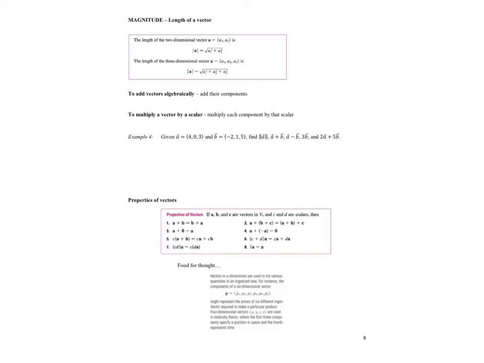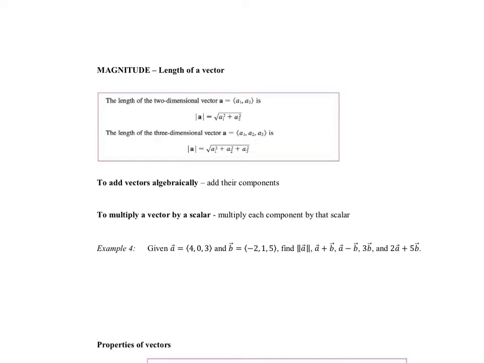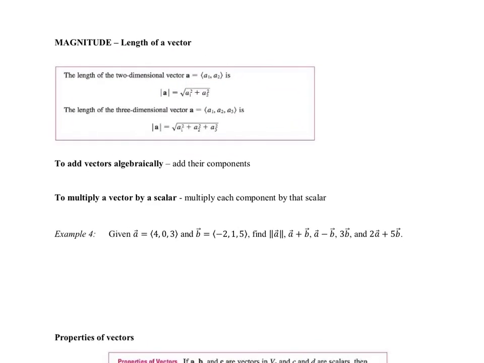Hello everyone, this is a continuation of section 9.2 on vectors, and we're going to continue to move through the notes here. We're talking about magnitude, which is the length of the vector, and I've already mentioned it a few times in terms of what it is, but this is our calculation for it. So the length of the two-dimensional vector is here, and the three-dimensional vector is here, and it's a very easy calculation. All you're going to do is square each of the components, add them up, and take the square root.